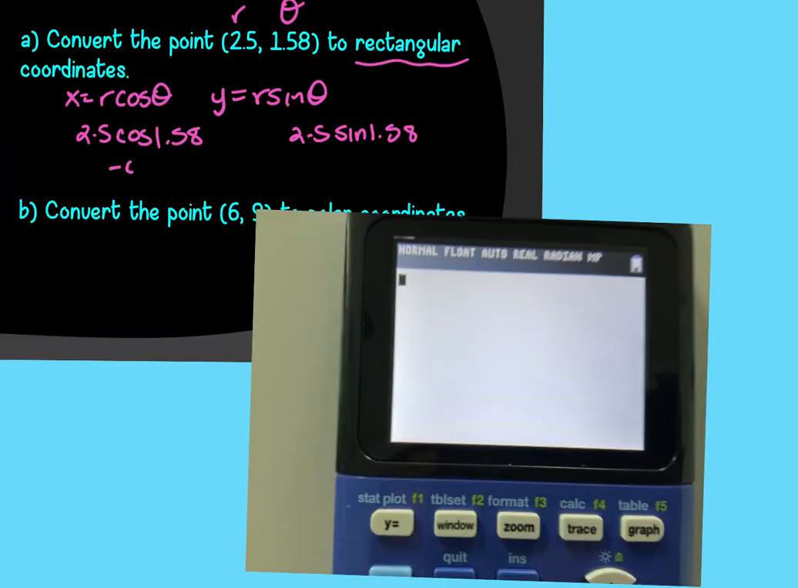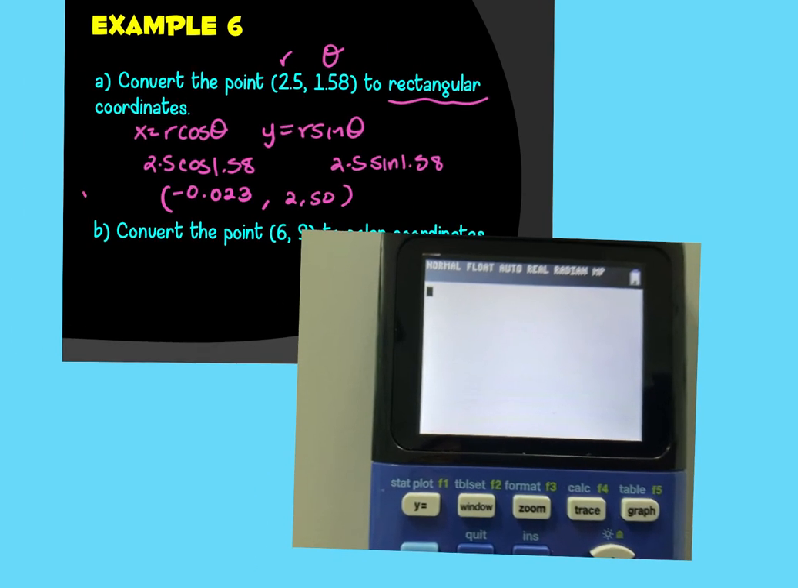This gives you -0.023, and then 2.5 sine 1.58 gives you 2.4998, so this would end up being 2.50. And this we would rewrite as x comma y equals.